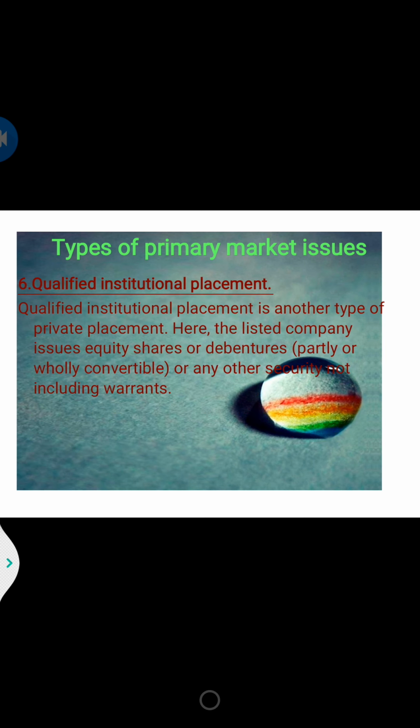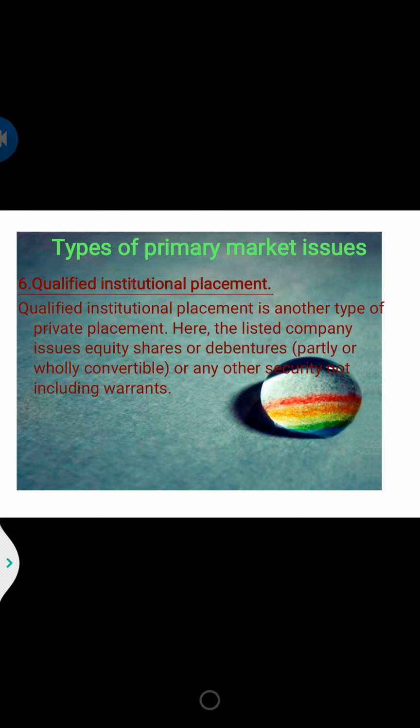The next is your qualified institutional placement. What is this qualified institutional placement? It is another type of private placement. Here a listed company issues equity shares or debentures which are partly or wholly convertible, or any other security not including warrants. So these securities are convertible in nature. A qualified institutional buyer purchases these securities.